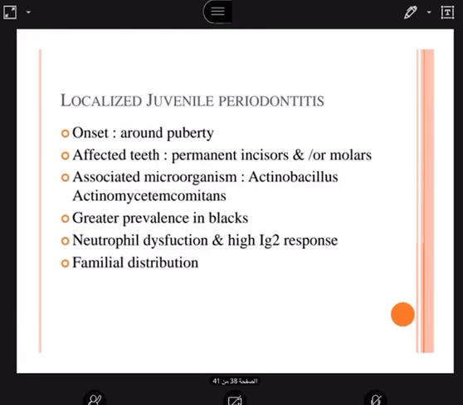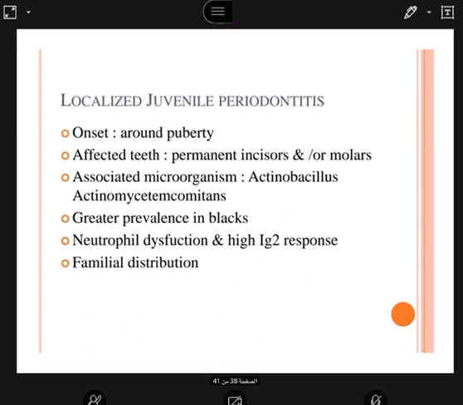Localized juvenile periodontitis onset is around the pubertal age of the individual. The affected teeth, as I told you, are permanent incisors and or molars. The associated microorganism, very important, is Actinobacillus actinomycetemcomitans. AAC, very important, just make a note of it. It is the cause of what?